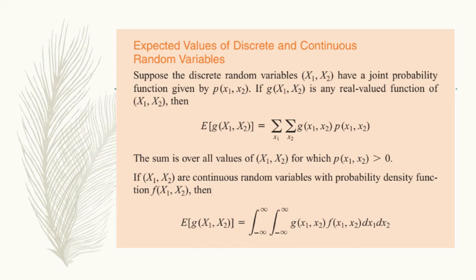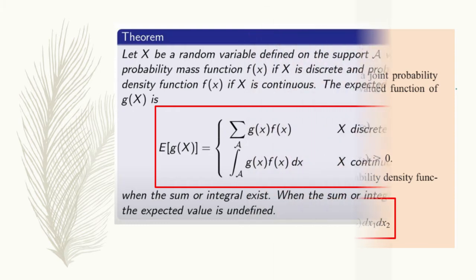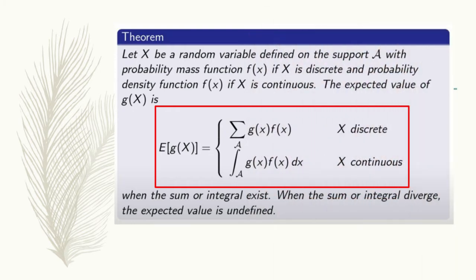Suppose the discrete random variables x sub 1, x sub 2 have a joint probability function given by p of x sub 1, x sub 2. If g of x sub 1, x sub 2 is any real valued function of x sub 1, x sub 2, then the formula is written in the box below. The sum is over all values of x sub 1, x sub 2 for which p of x sub 1, x sub 2 is greater than 0. If x sub 1, x sub 2 are continuous random variables with probability density function f of x sub 1, x sub 2, then the formula is also written in the box below. It could also be written similar to the formula in the red box.